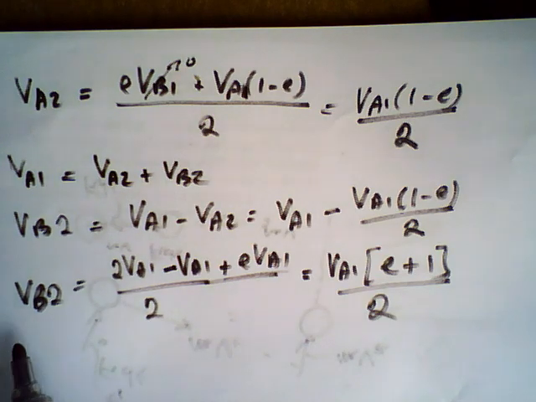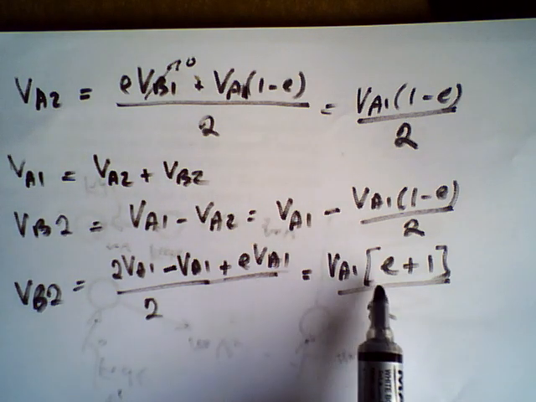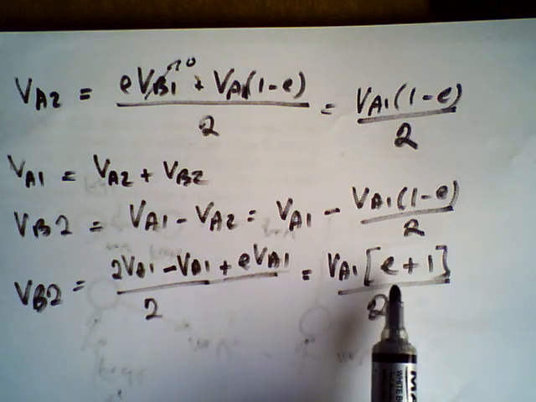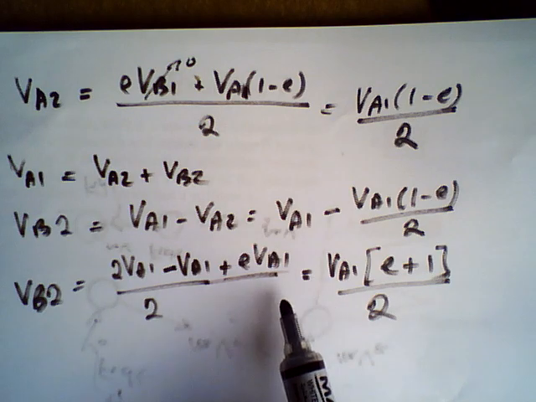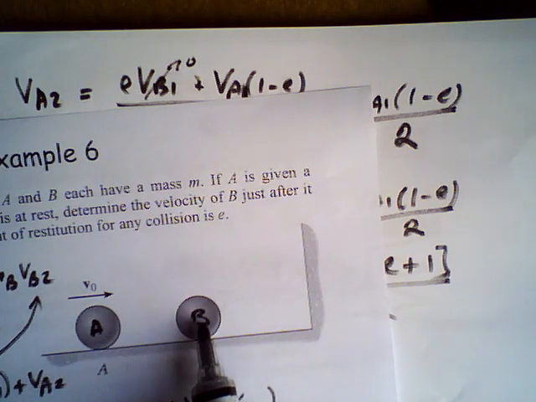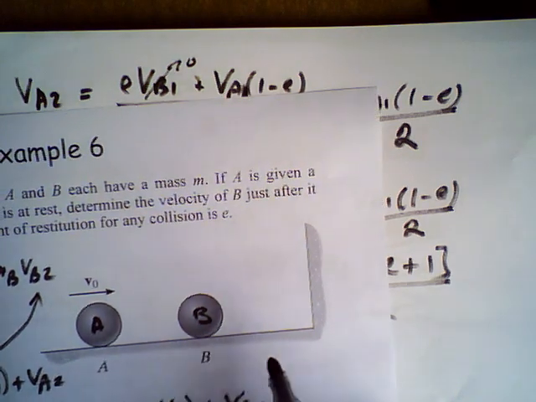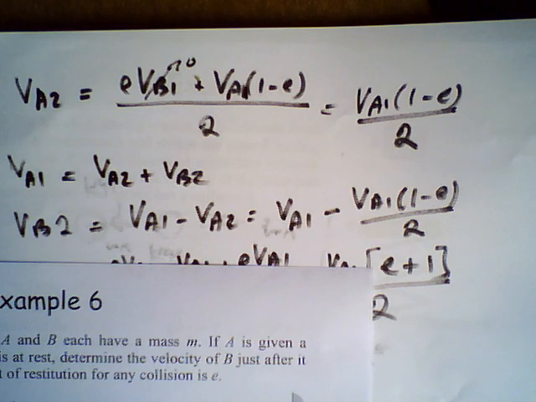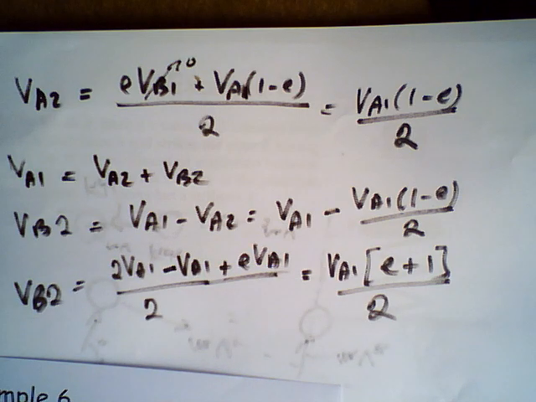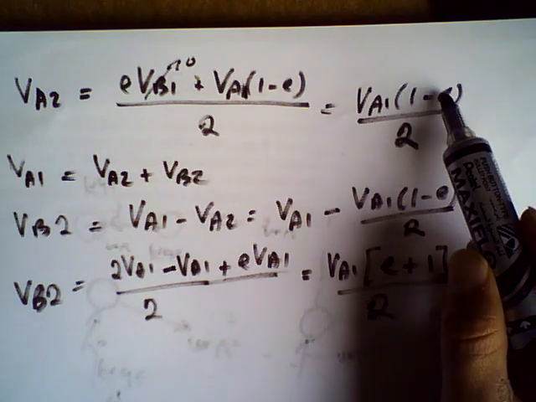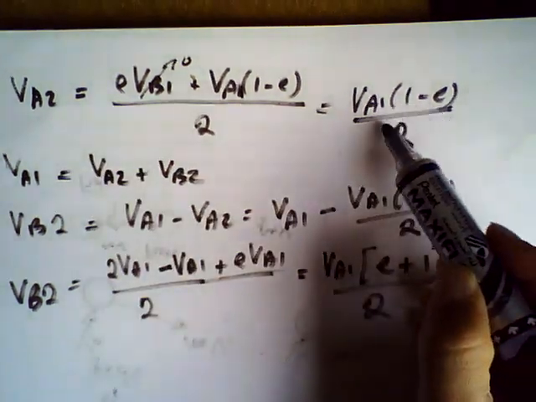So the final velocity of B after the impact is going to be equal to VA1 times E plus 1 over 2. So if the impact is fully elastic, then E is equal to 1. Then VB2 would be equal to VA1. Which makes sense, right? If this guy is traveling, and those two have the same mass, and if ball B was initially at rest, then the final velocity of B will equal the velocity of A, and if the elasticity is equal to 1, then VA2 is going to be equal to 0.